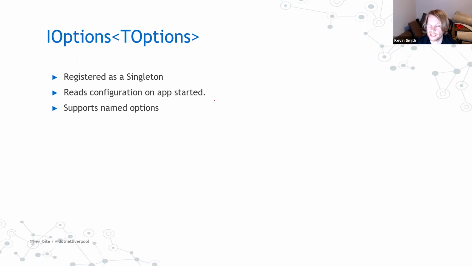So if you've got the same type of options, but you want to call them different things, maybe because you've got an API where you call the same API with different keys or something, you can use the same options class and name them instead.